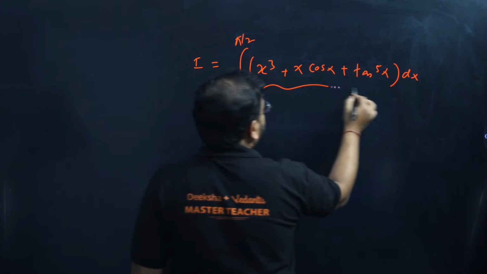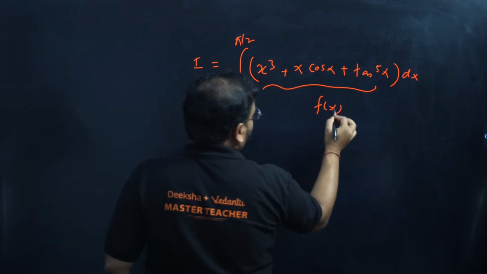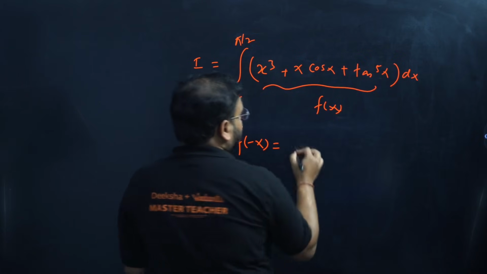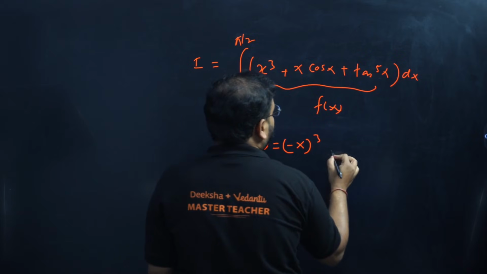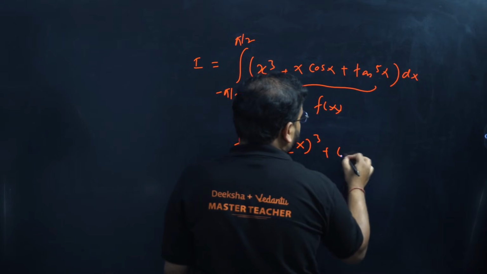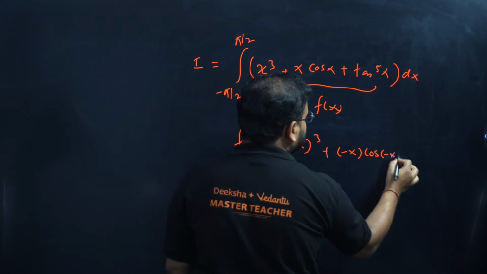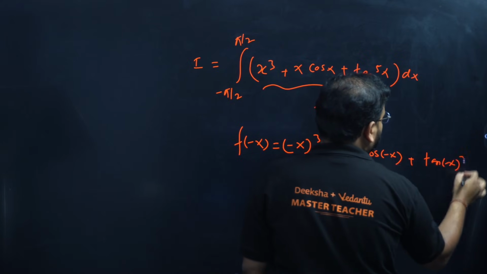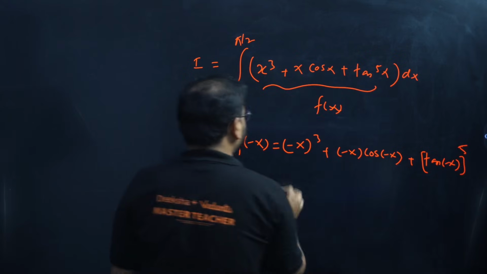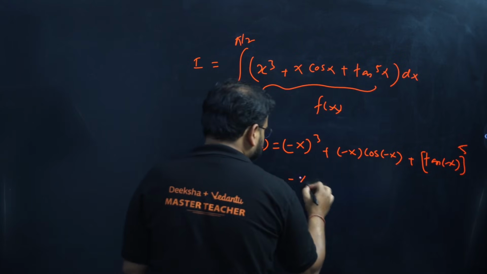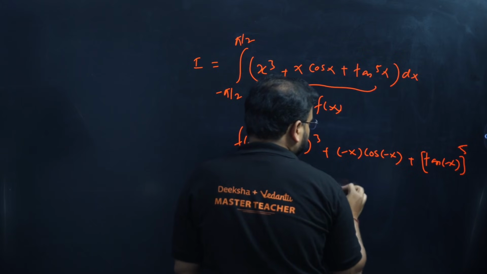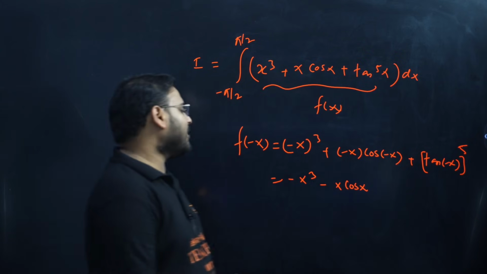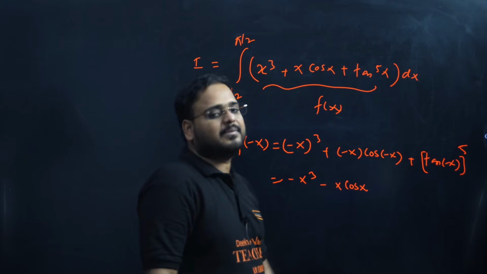Now this whole thing is my f of x. Simply take this as f of minus x and check whether it is odd or even. Minus x power 3. We get here plus minus x into cos of minus x, and over here tan of minus x power whole thing as 5. Check. Minus x cube is what? Minus x cube. This will be what? Minus x into cos of x, because cos of minus x is what? Cos is an even function, so cos of x, and this minus will come out as simply minus x.